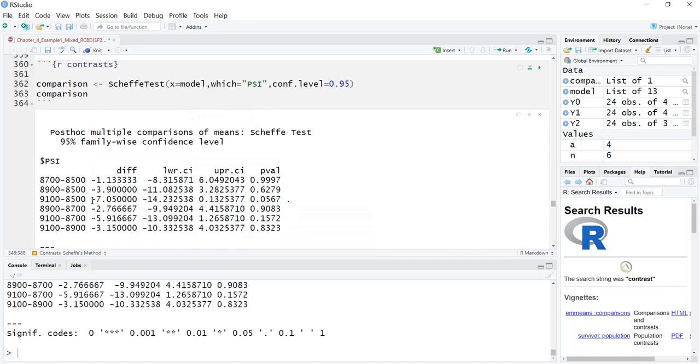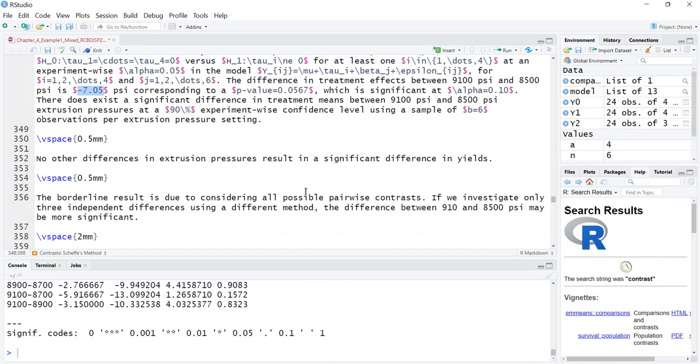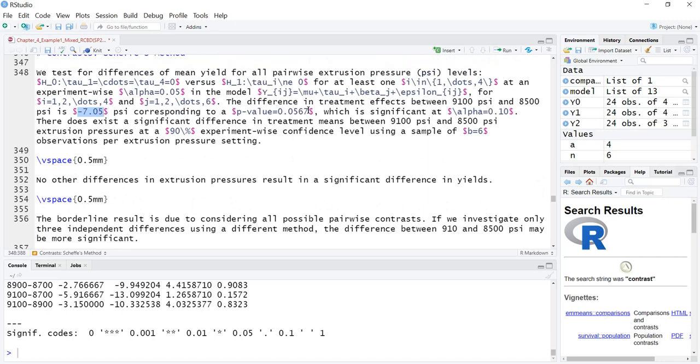Oops, sorry about my display. It's really acting up. Negative 7.05. Okay, and then I give you the p-value, which is significant, not at 0.05, but at 0.10. There does exist significance when it's that close.